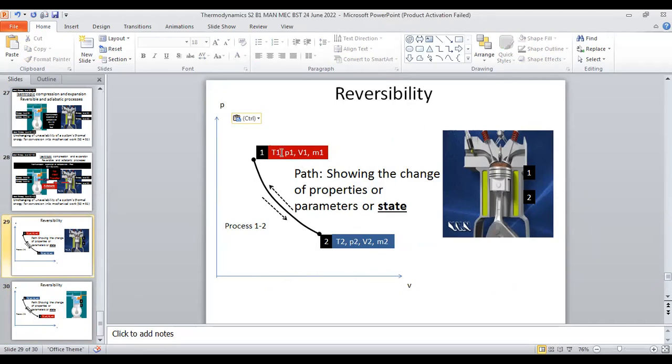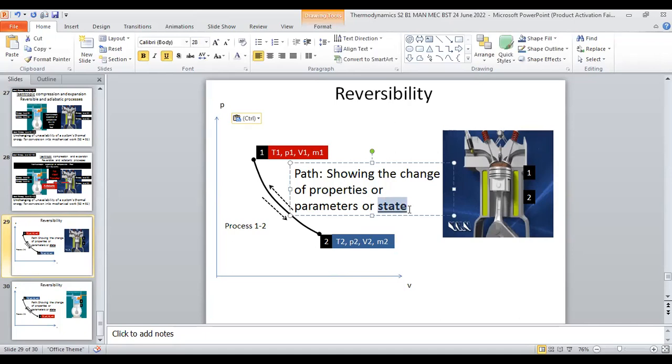So pressure, temperature, volume, mass, these are state variables. So the parameters. S1, for example, state. I take the word state. Let's say state 1. Together they represent your temperature. Actually, pressure and temperature is enough.